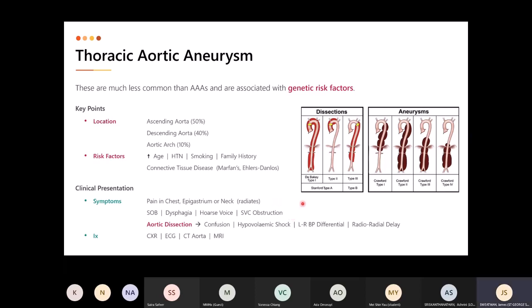We talked about the symptoms. Sometimes they can get a hoarse voice and SVC obstruction, and that is from the compression of the aneurysm on the recurrent laryngeal nerve or on the SVC, depending on where it is. So that's something to look out for as well. And then if it progresses and it perforates or it dissects, then they get confused, hypovolemic. They've got a blood pressure differential between their left and their right, depending on where in that aortic arch it is. And they can have a radial delay or a radiofemoral delay, again, depending on where that dissection and that aneurysm is.